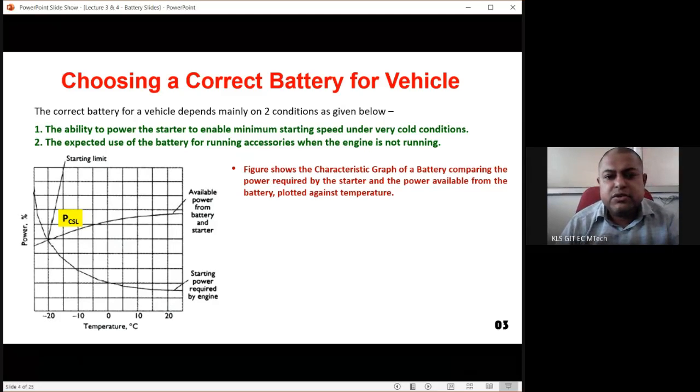It says the figure shows the characteristic graph of a battery comparing the power required by the starter and the power available from the battery, plotted against temperature. I think I have told you that.